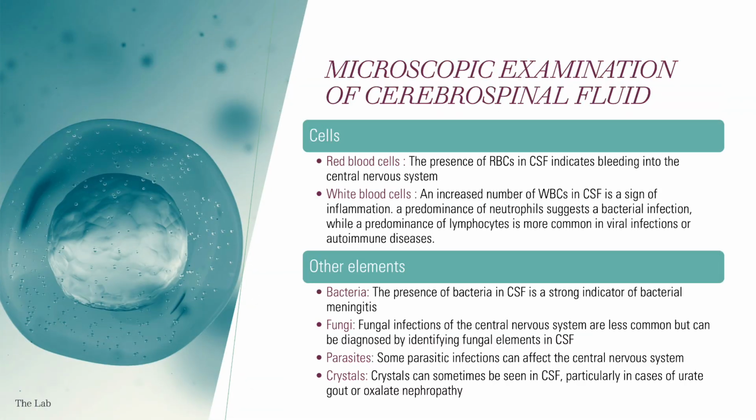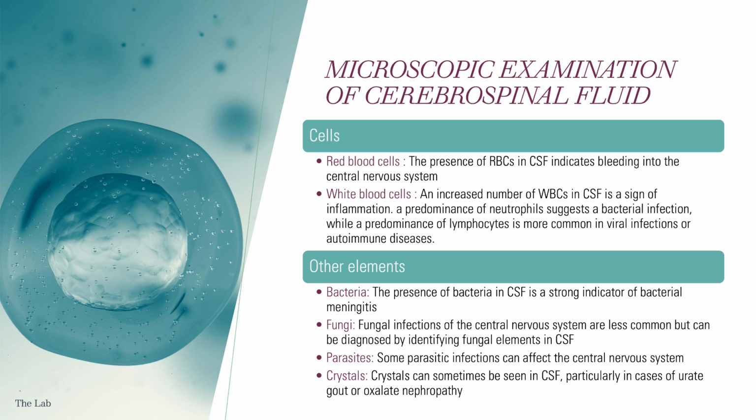Microscopic examination of cerebrospinal fluid. Cells: red blood cells, RBCs. The presence of RBCs in CSF indicates bleeding into the central nervous system. This can be caused by traumatic brain injury, stroke, or a tumor. White blood cells, WBCs: an increased number of WBCs in CSF is a sign of inflammation.